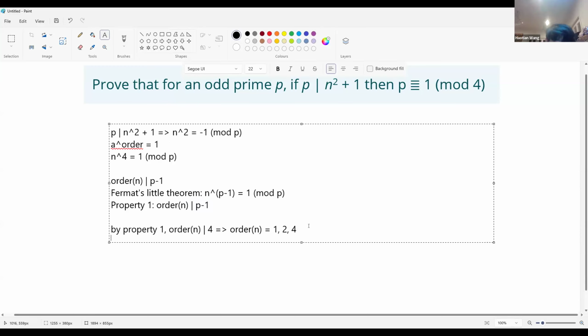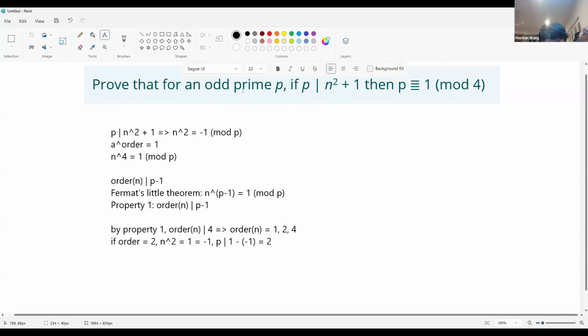But then, for example, if order equals 2, then n to the 2 should be congruent to 1. But we know n to the 2 is congruent to -1, which does not make sense. Because if it's also congruent to -1, then that means p divides 1 minus -1, which is equal to 2. And this is where you use the fact that p is an odd prime. So therefore, order equals 4.